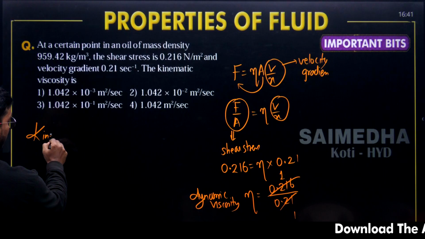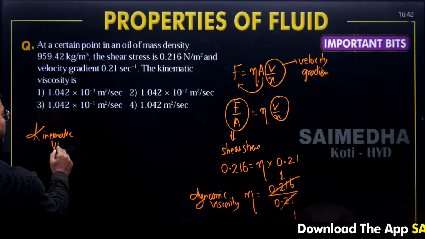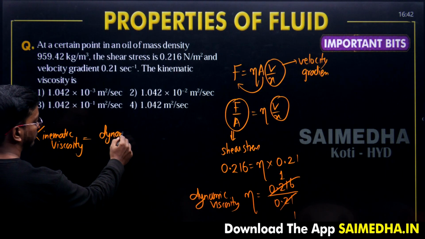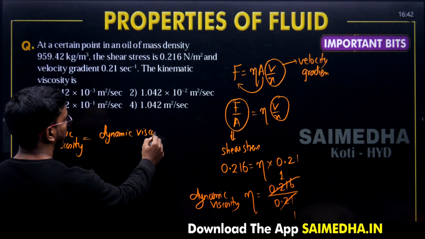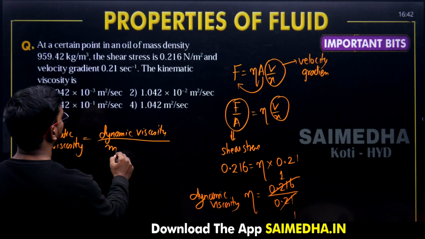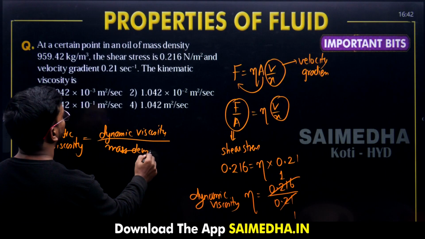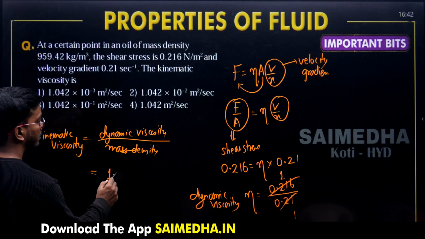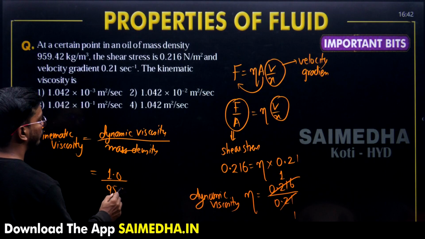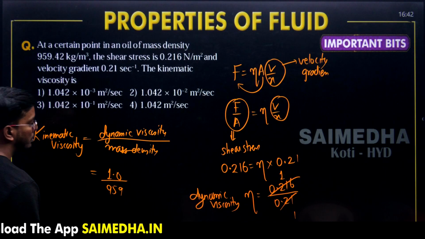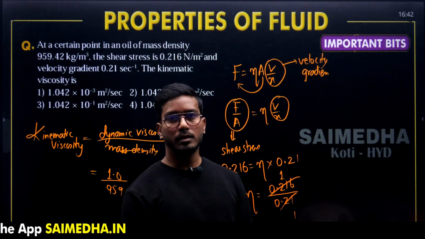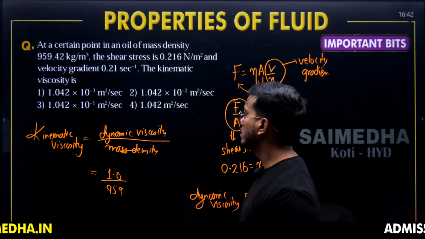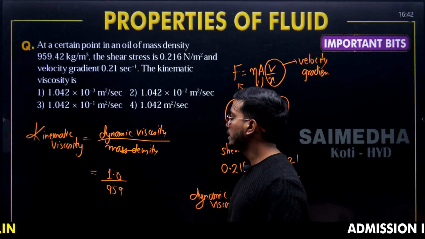Kinematic viscosity is dynamic viscosity by mass density. Mass density given as 959. So this is 1 point something divided by 959. So this 959 is approximately equal to, let's say it is 1000, okay, by 1000, that is 10 to the power of minus 3.